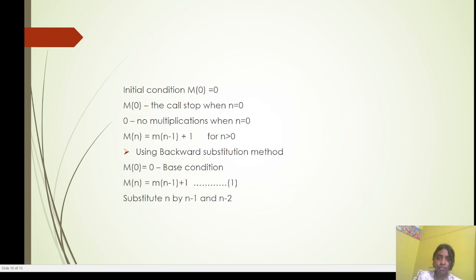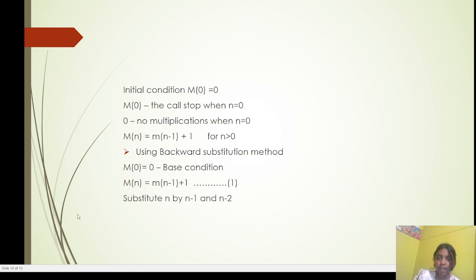Initial condition: m of 0 is equal to 0. For the factorial, we take the initial condition m of 0 as 0, and the call stops when n becomes 0, with no multiplications when n equal to 0. And when the value of n is greater than 0, m of n is equal to m of n minus 1 plus 1. We need to substitute with the help of the backward substitution method. With the help of the base condition, we know that m of 0 will be 0 as the initial condition, and m of n is equal to m of n minus 1 plus 1.